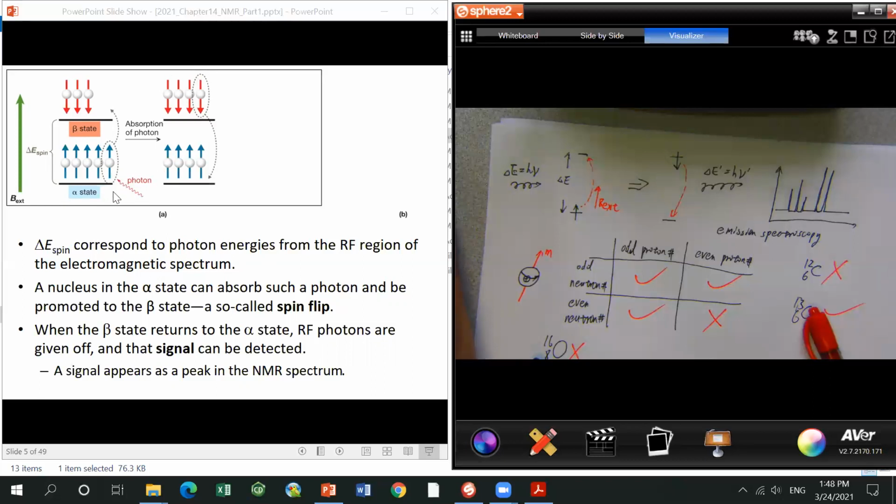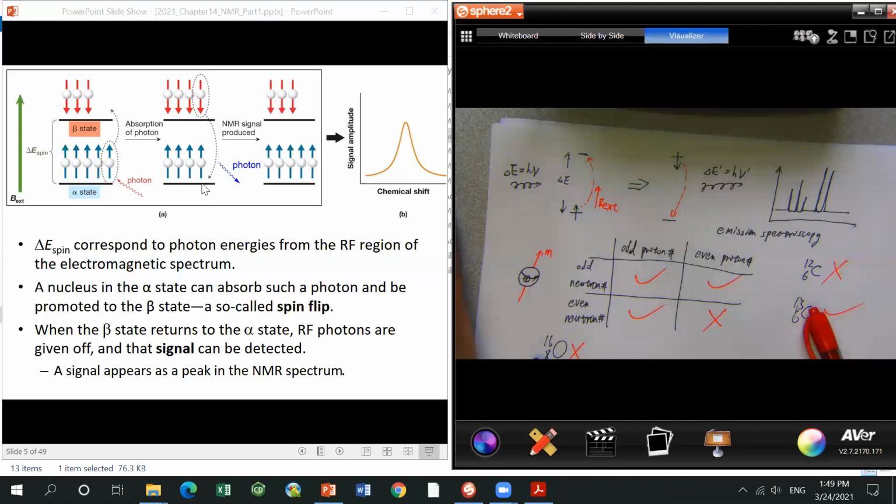But if you stop the radio frequency, because the excited state is not stable, the nucleus doesn't want to stay there, so it goes back to its ground state, also called the alpha state. This process releases radio frequency. This radio frequency is recorded by the NMR instrument, which then shows you NMR signals. Here is just a little bit of the idea. You guys don't need to get too detailed, just a little idea of what's going on in NMR.